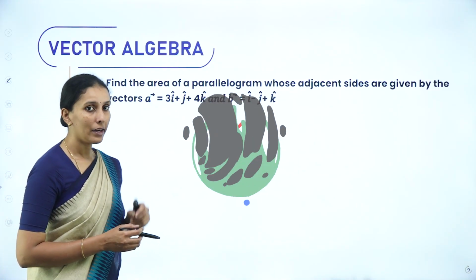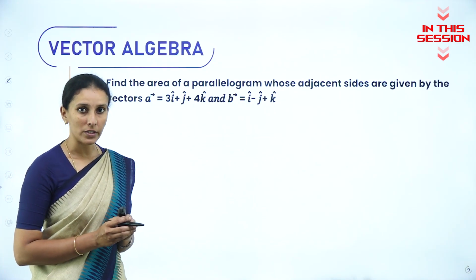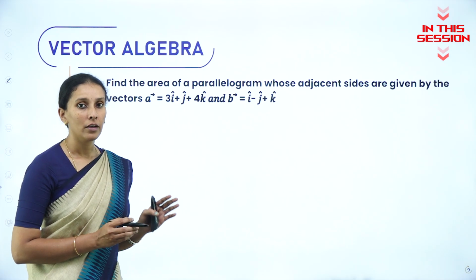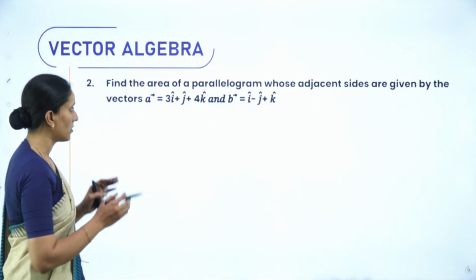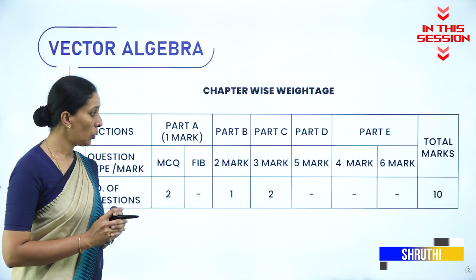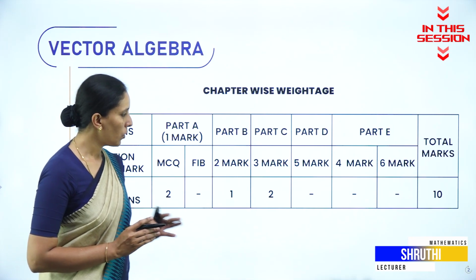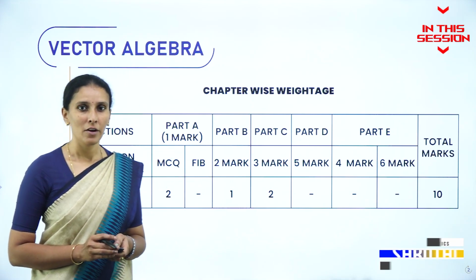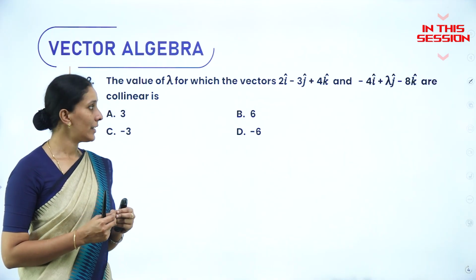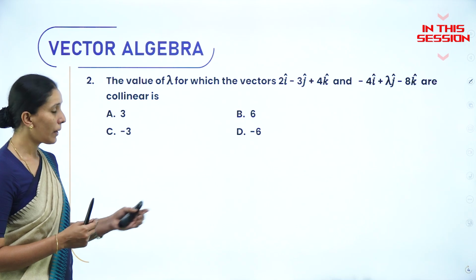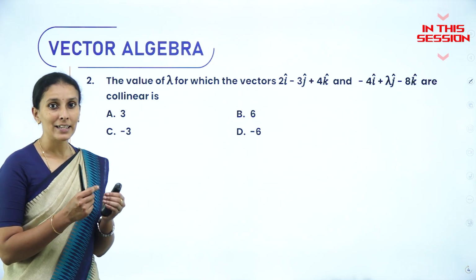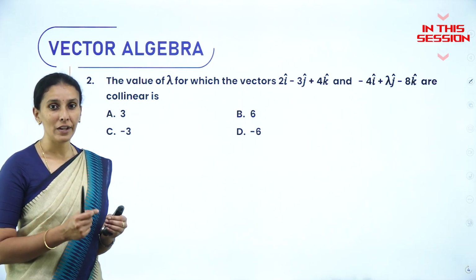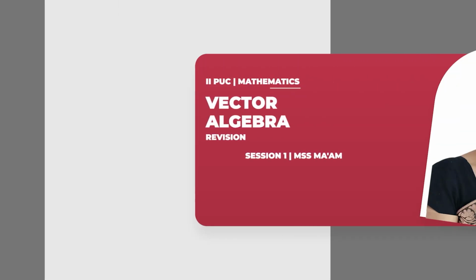Area of a parallelogram is modulus of A cross B, that is the magnitude of cross product of the two vectors. 1 2-mark question, 2 3-mark question. So no questions from part D and part E. So overall you can expect 10 marks from vector algebra. When two vectors are collinear or when they are parallel to each other, their x, y, z components will be in proportion.